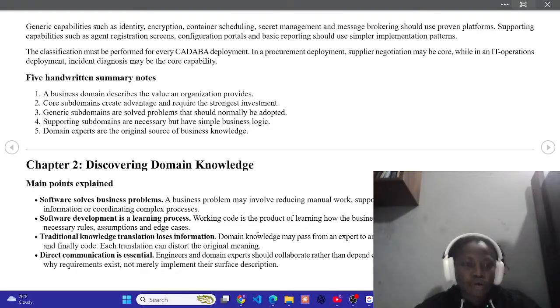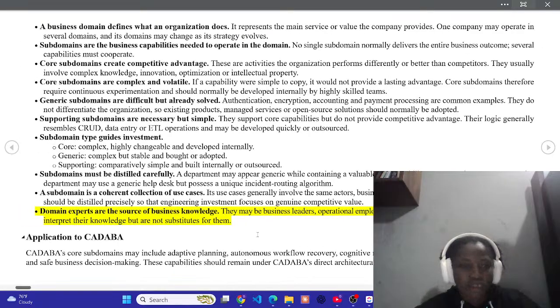So, of course, the most important thing that I learned here, which I highlighted, is that domain experts are the source of business knowledge. So, before you design any solution, you must get the problem statement from the domain expert. You must get the business understanding from the domain expert. And these experts can be business leaders like CEO, CTO, COO, and the general managers.